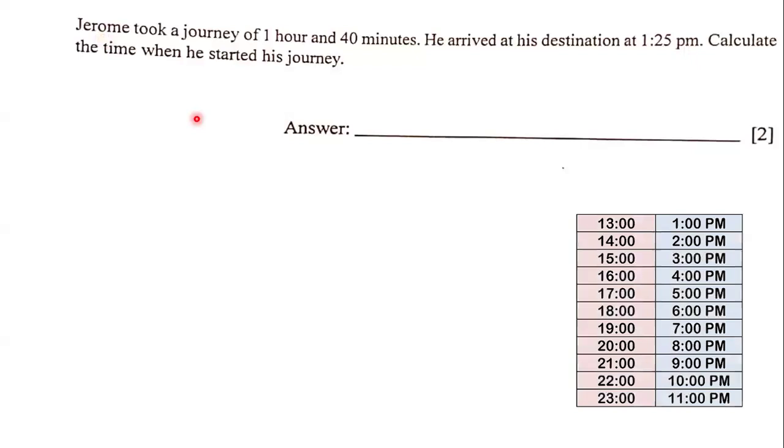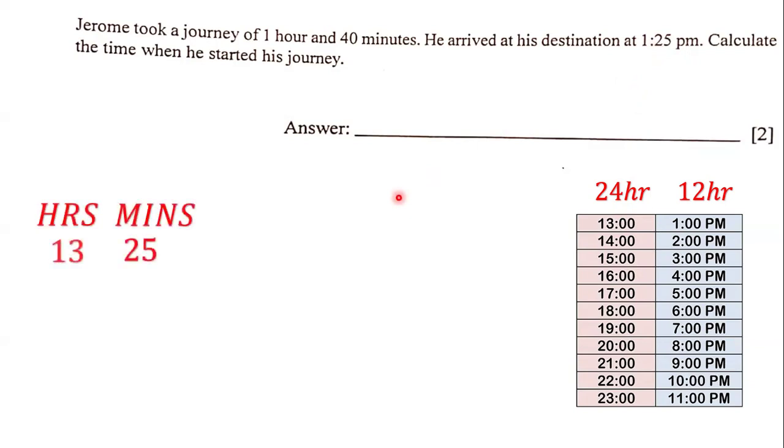And so the first thing that we're going to do is take 1:25 p.m. 1:25 p.m. is in the 12-hour clock, but we're going to express it in the 24-hour clock. And so 1 p.m. is actually 13 o'clock in the 24-hour clock. And so that means that 1:25 p.m. is actually 13:25 in the 24-hour clock. And that's what we're going to use.